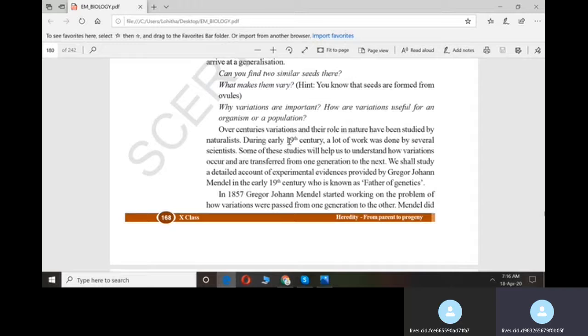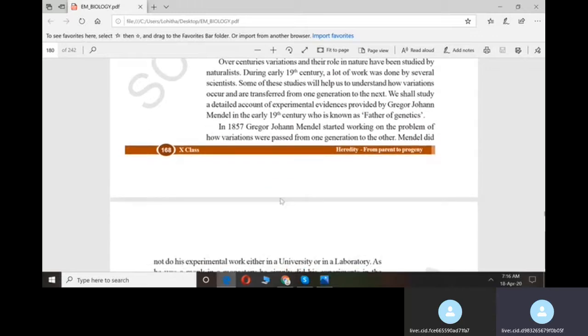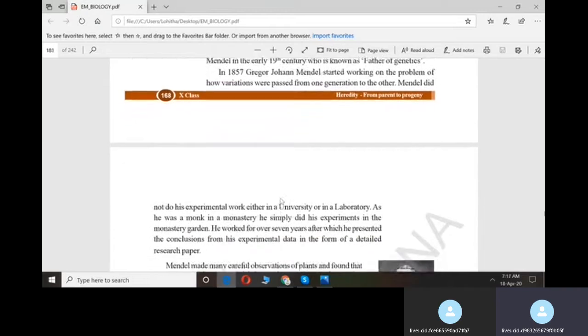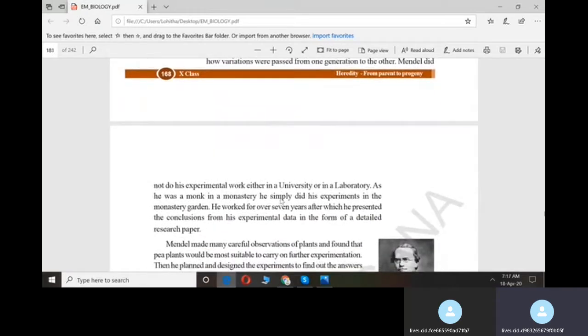In the 19th century, a great scientist called Gregor Johann Mendel was known as the father of genetics. In 1857, Gregor Mendel worked on different variations passed from one generation to another generation. He did experiments in his laboratory in the university.